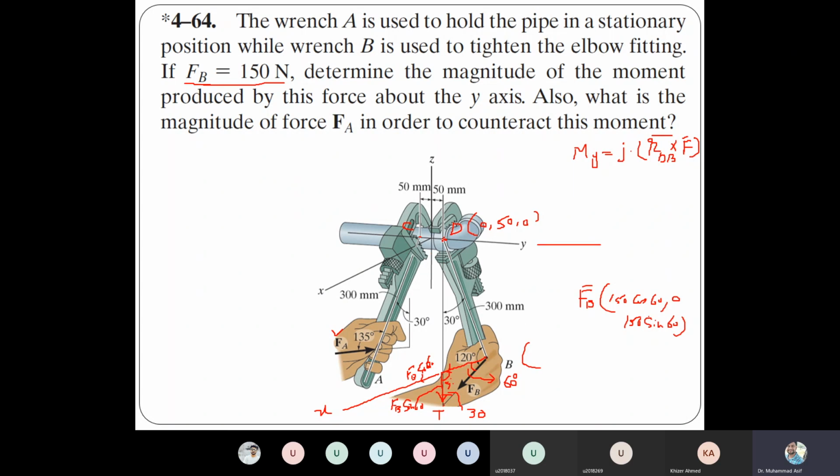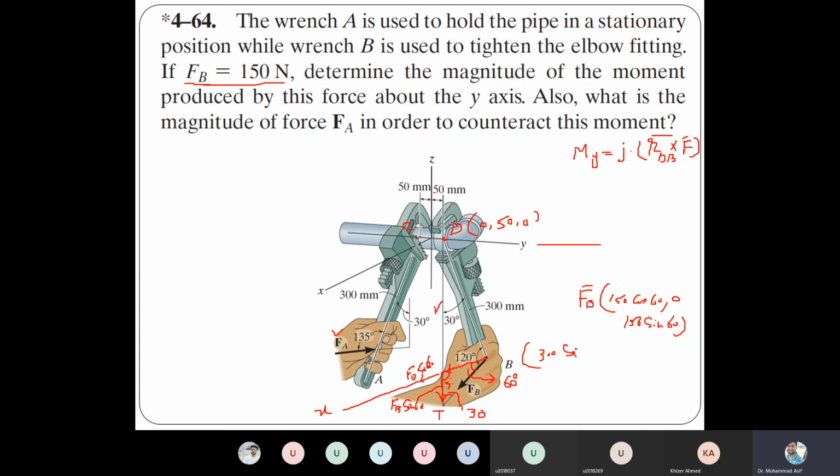You can reach B by starting from the origin. You move 50 in the positive y, and then this value, and then this value. From here to here is how much? If this moment arm is the hypotenuse, let's say 300 millimeter, and this angle is 30, then from here to here will be how much? 300 cos 30. And from here to here? 300 sin 30.